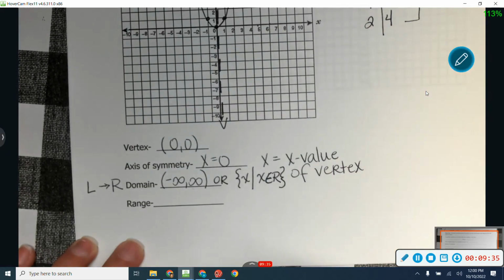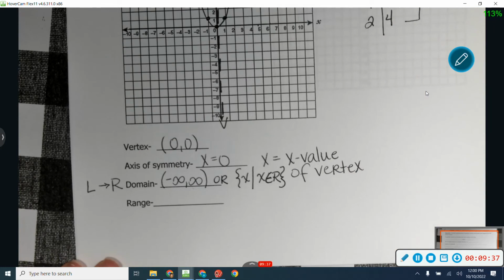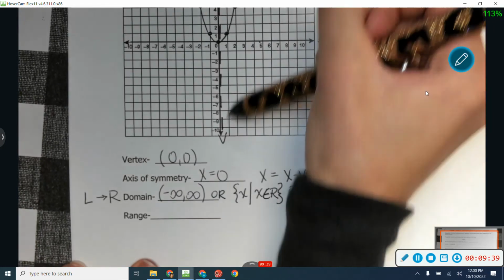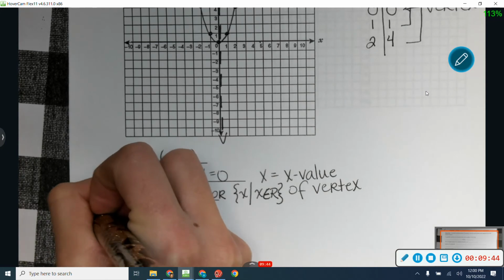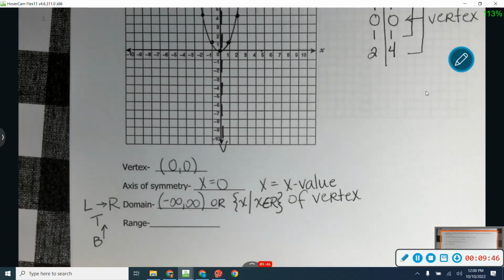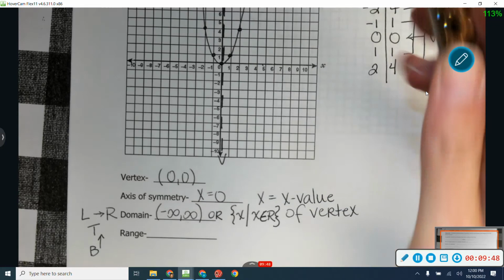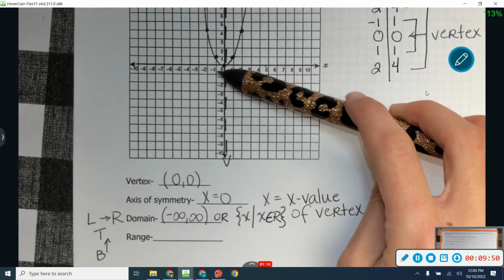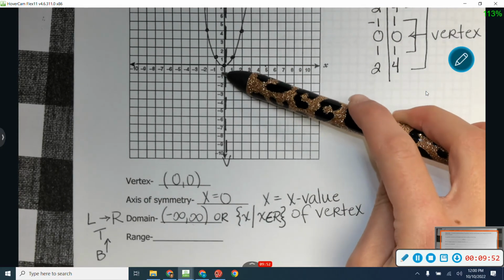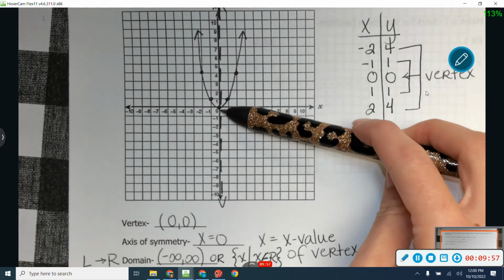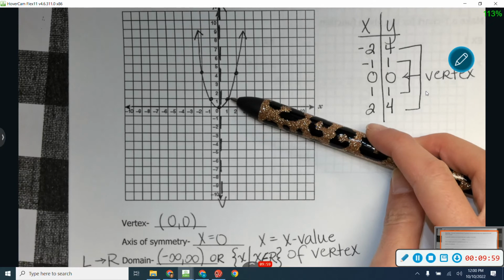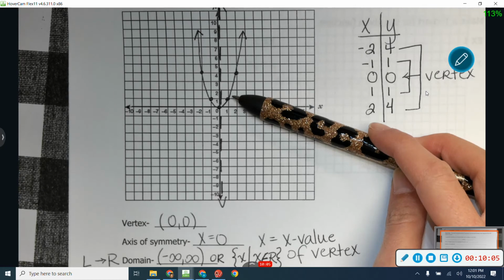So your range is the set of all possible y values. Your y-axis is up and down, so you go from bottom to top. You always go smaller to larger. Do I have a bottom boundary of this graph? No. Yeah, 0. I don't go any lower than 0, so that's my bottom boundary. That's my lowest point. So I'm always going to be looking at my vertex for range.